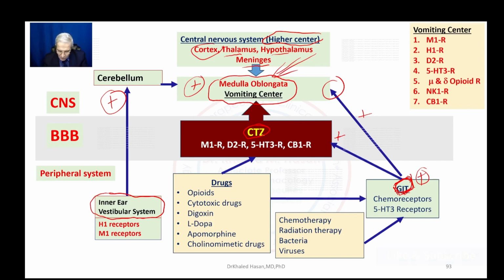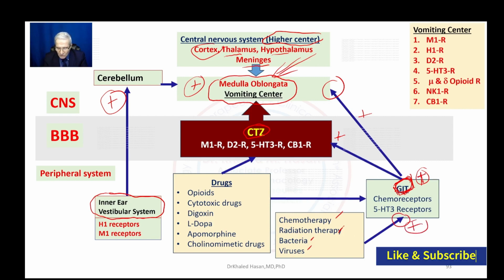Okay. Moving to what else we have. If the patient undergoes chemotherapy, it may cause nausea and vomiting. If the patient undergoes radiation, or suffers from an infection due to bacteria or viruses, it may cause nausea and vomiting. But you can see here that chemotherapy, radiation, and bacteria affect the GI system, so they stimulate the GI system.